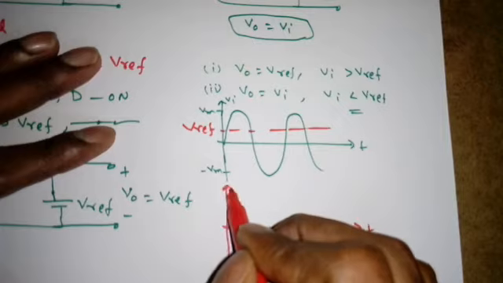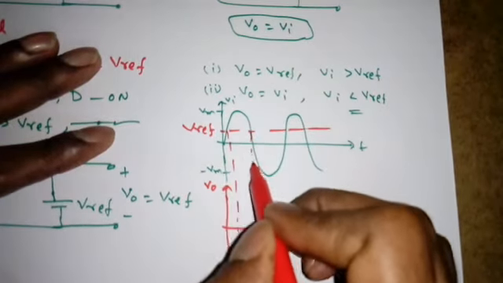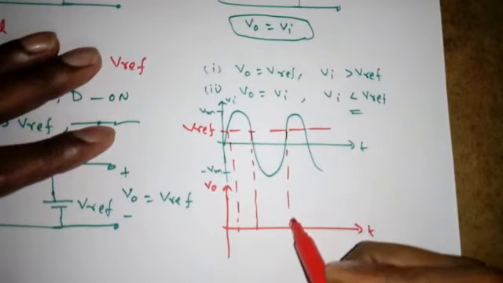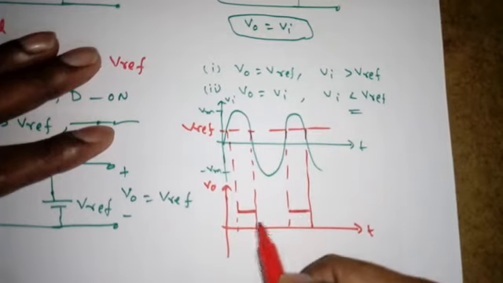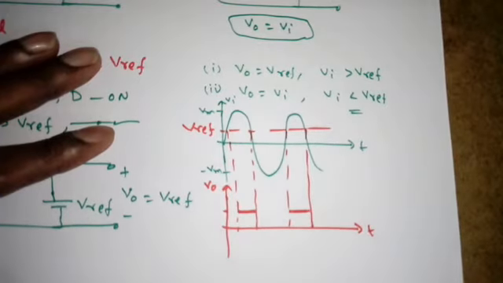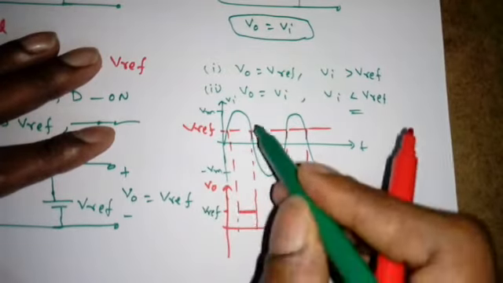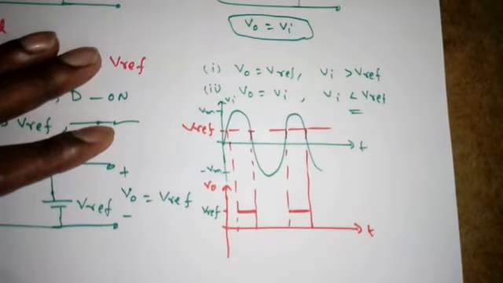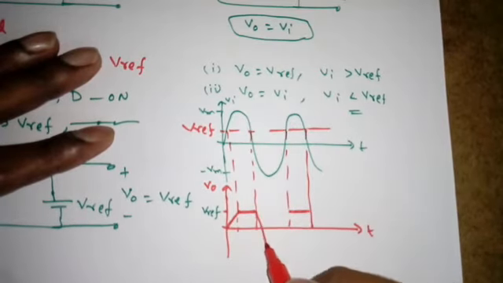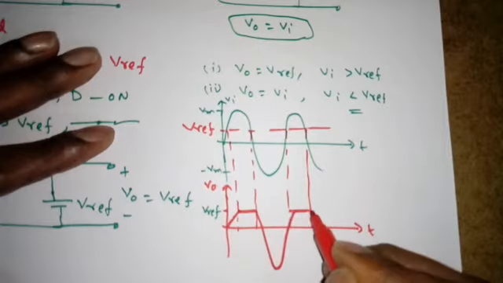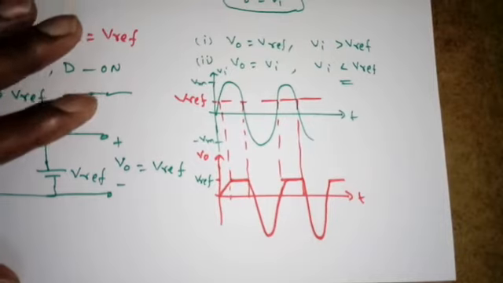This is T, this is V0. So when Vi is greater than V reference, so what is V0? Simply V reference. So V reference, V reference. Now less than V reference, V0 is equal to Vi. So just follow this like this and so on, right?